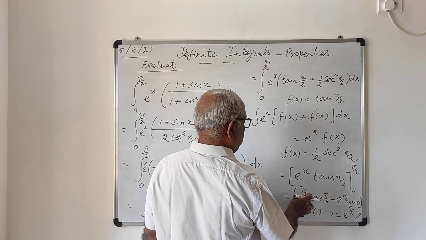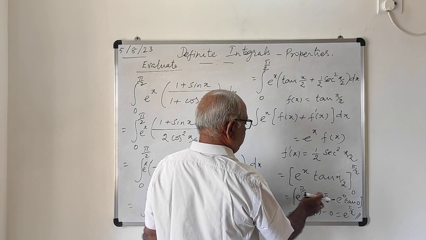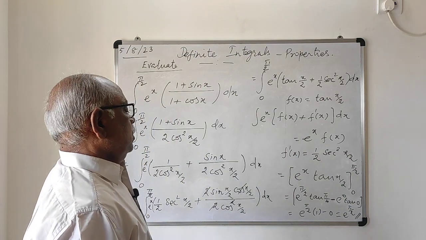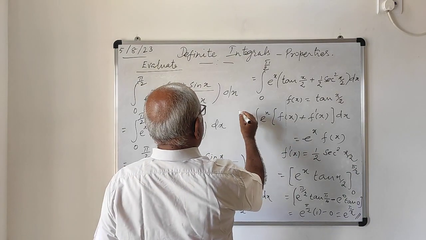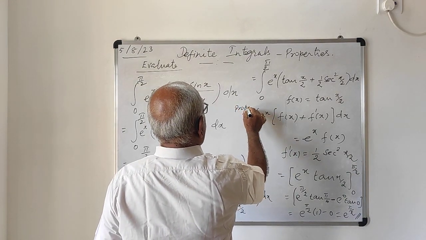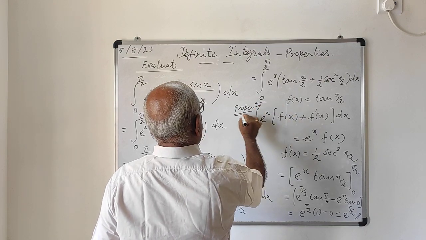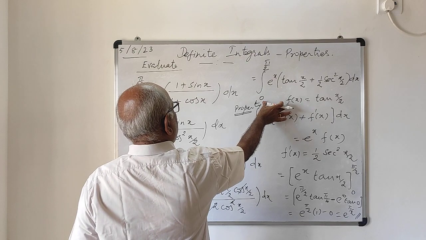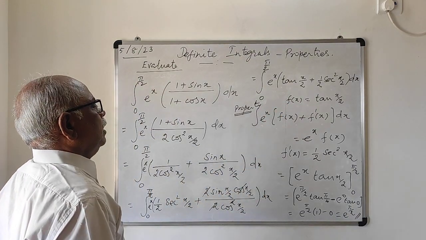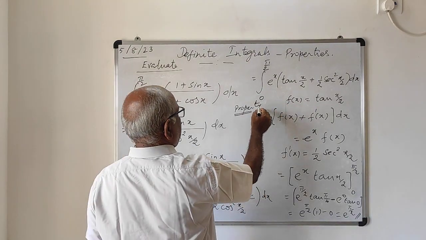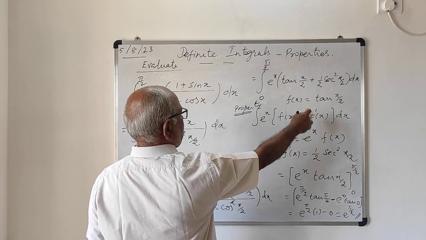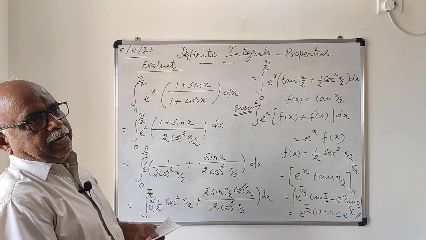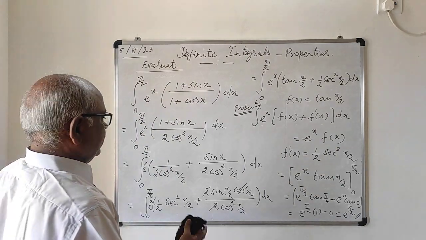Tan pi by 4 is 1, and 1 into e power pi by 2 is e power pi by 2 only, because tan 0 is 0. This is the property we are using: integral e power x into f of x plus f dash of x dx is e power x into f of x. Using that property, we are evaluating the problem. That's all.